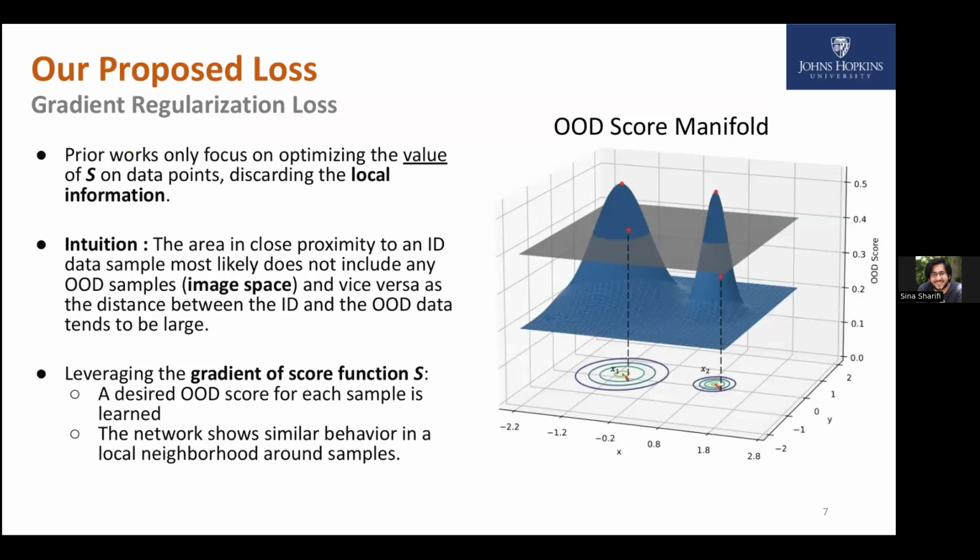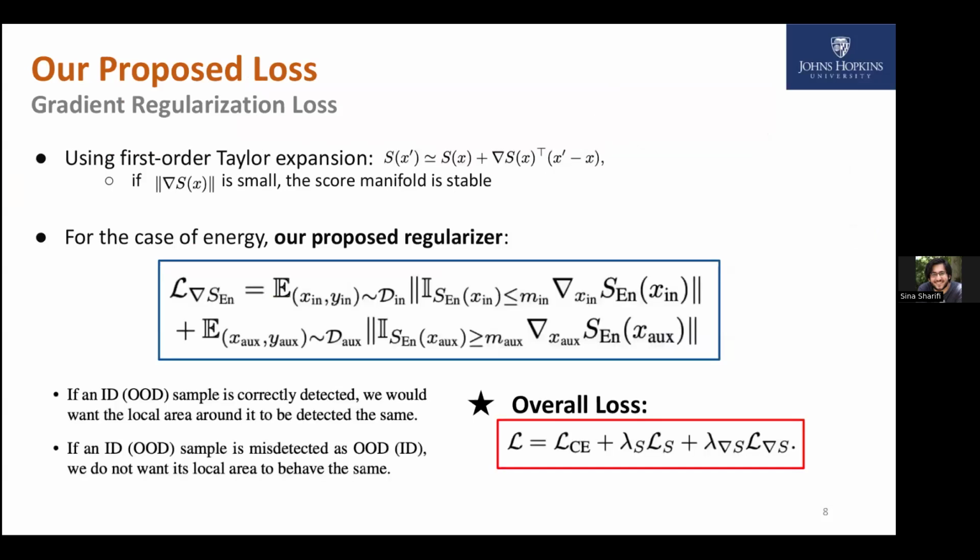This behavior is better shown in the following picture. Intuitively, by using the first-order Taylor expansion, we know that if the norm of the gradient is small, the score manifold could be more stable. Consequently, we propose the following regularizer.